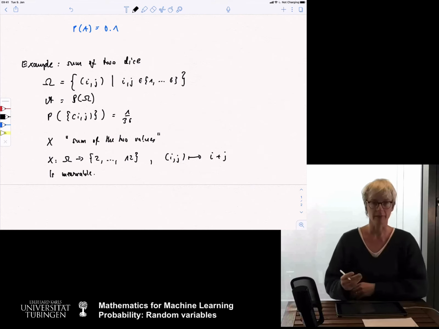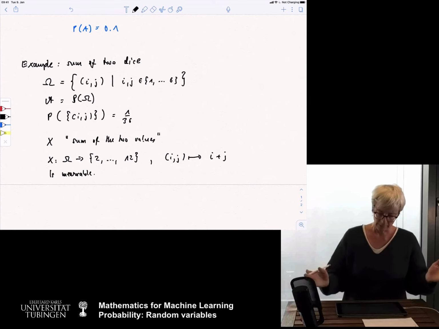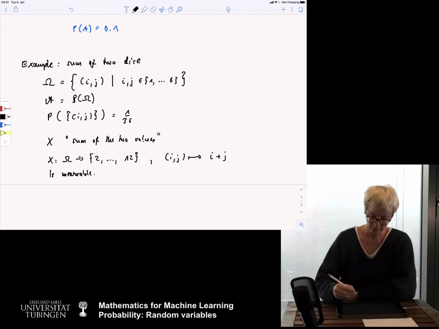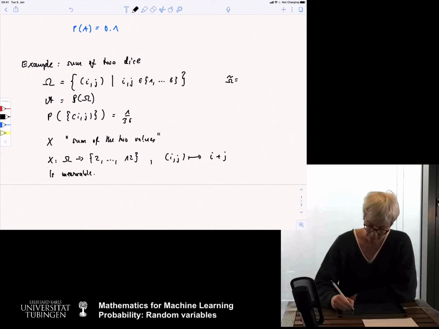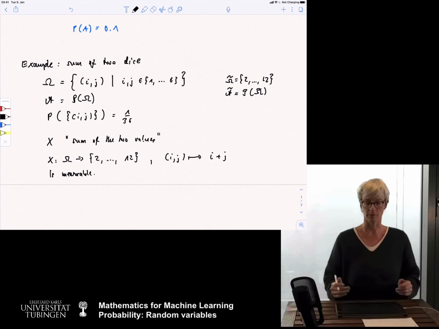And in this case, this is easy because everything is discrete. And, sorry, I didn't define what is the space omega tilde. Maybe I write this down as well. So I write down omega tilde, that's the space 2 to 12. And I didn't, this is why it occurred to me, I didn't define the sigma algebra. The sigma algebra is again the power set, the discrete sigma algebra.